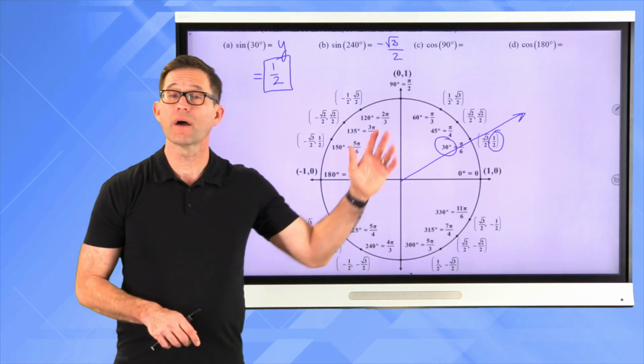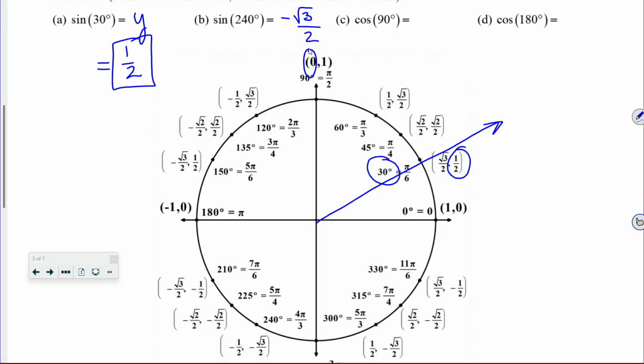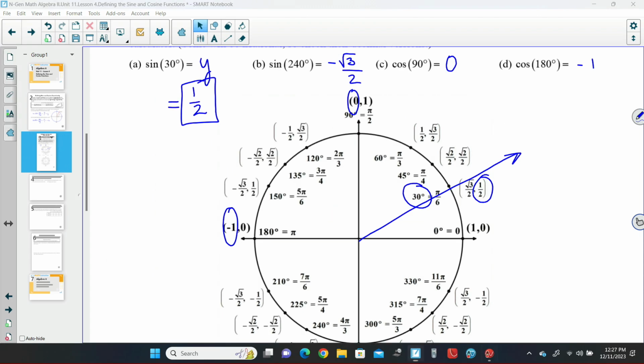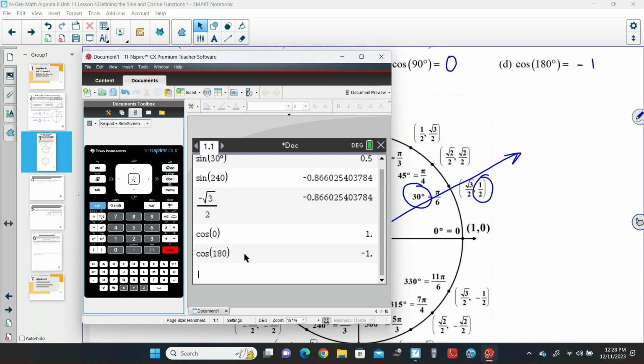All right, well, the cosine are the x-coordinates. So for 90 degrees, the cosine is 0. And for 180 degrees, the cosine is negative 1. And again, those are really easy on the calculator because they're such nice values. Cosine of 0 is 1. And now I'm tempted to just go up here and grab this, and cosine of 180 is negative 1.